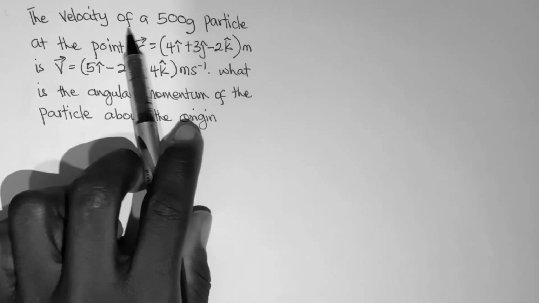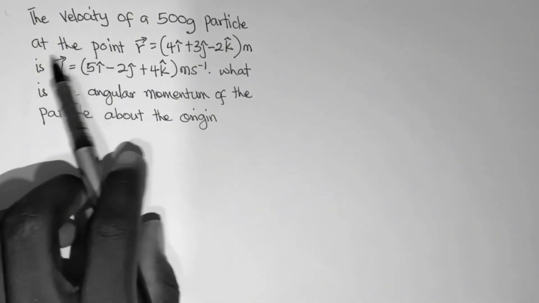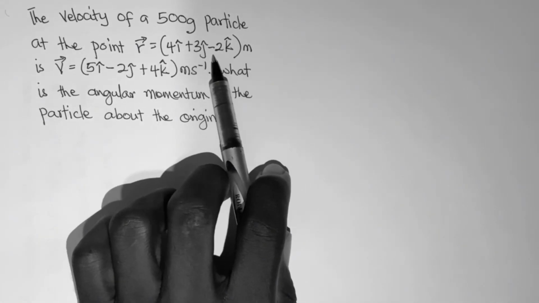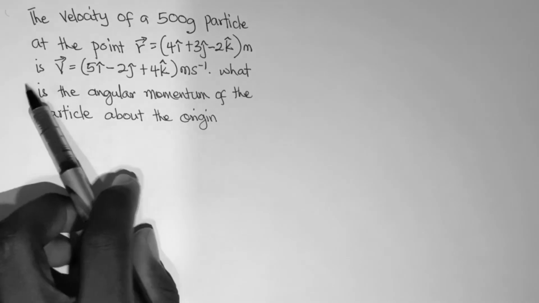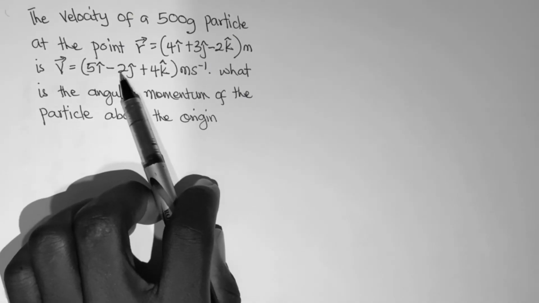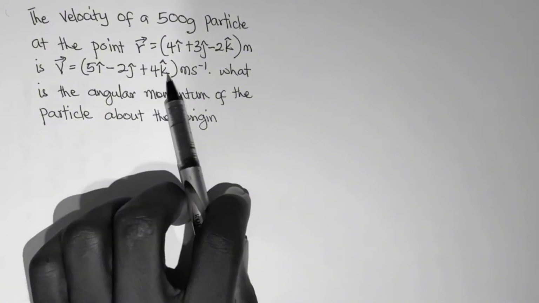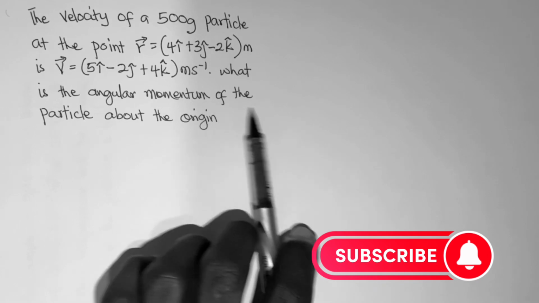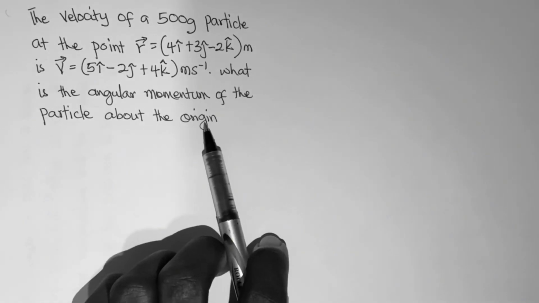The velocity of a 500-gram particle at the point r equals 4i plus 3j minus 2k meters is v equals 5i minus 2j plus 4k meters per second. What is the angular momentum of the particle about the origin?